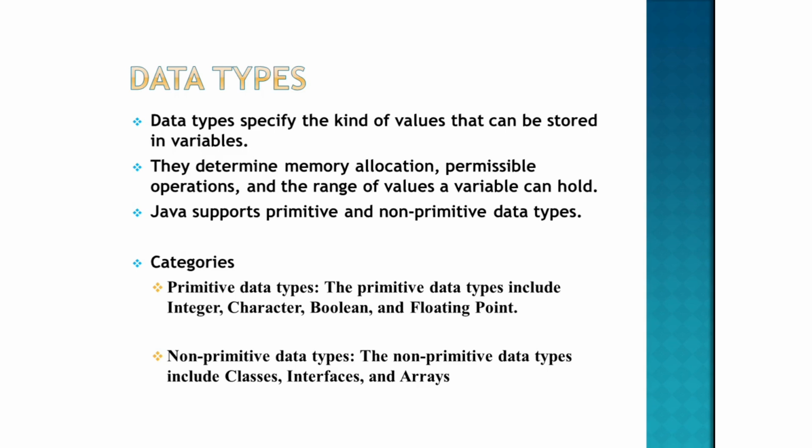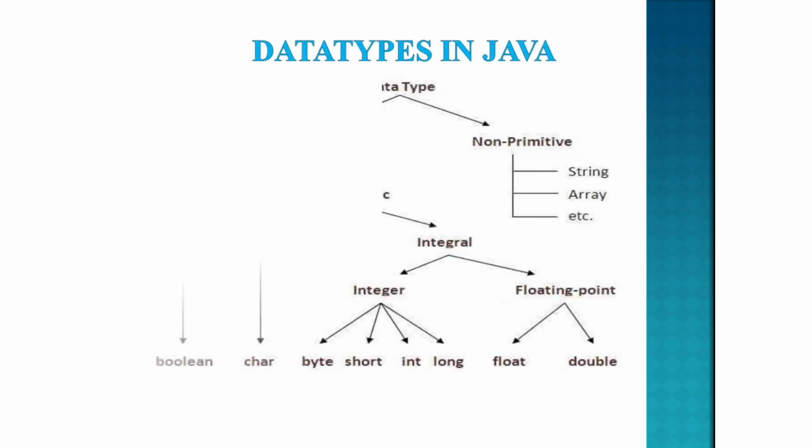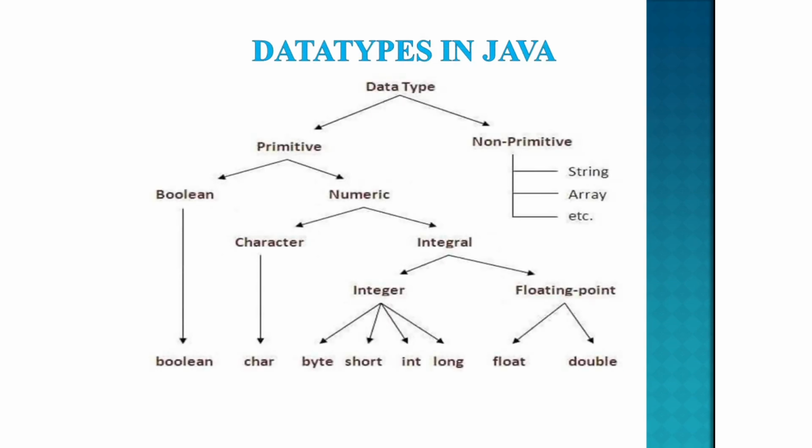Next, look at this diagram carefully. At the top, we have Java data types, which are divided into two categories. The first category is primitive data types. These store simple values like numbers, characters, and true or false. The second category is non-primitive data types. These include strings, arrays, classes, and objects. Think of primitive types as storing the actual value, while non-primitive types store a reference to an object. We will understand both categories one by one.